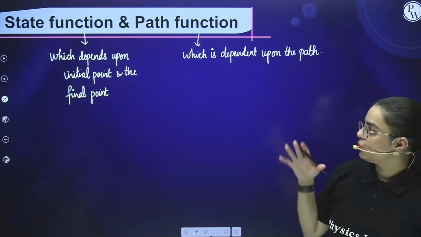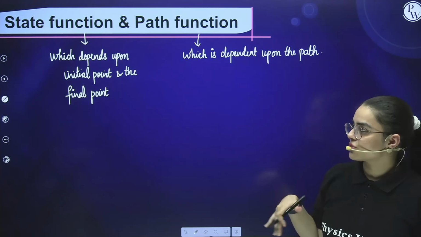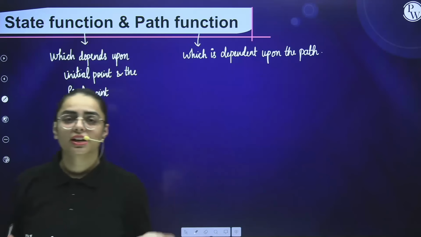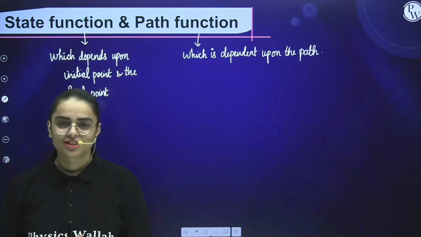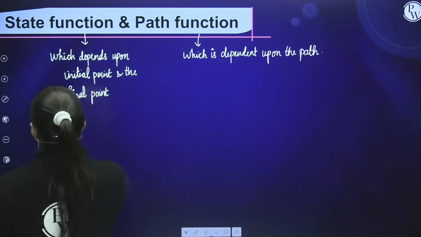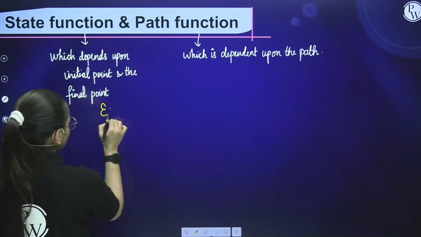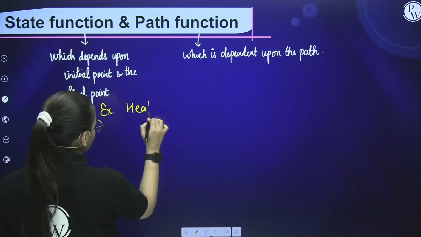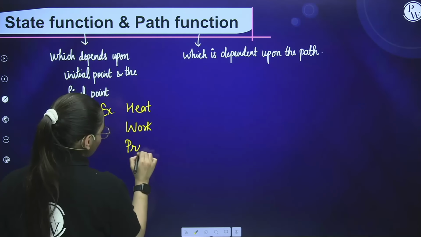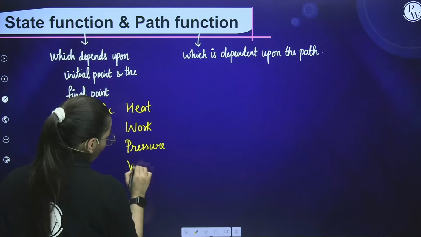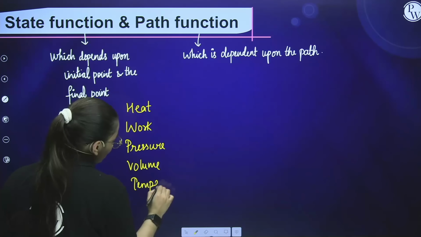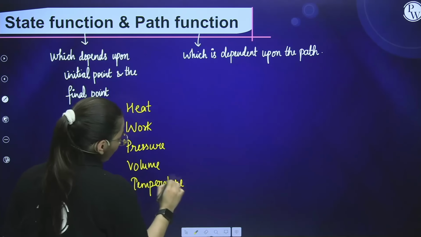Now, if I'm going to differentiate the state function and the path function, let us take a few examples to understand which of the following are state functions and which are path functions. Students, the first case is heat, the next one is work, and then I can take pressure, volume, temperature. Now let us find out which one is a state function and which one is a path function.